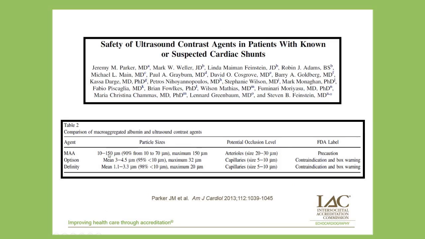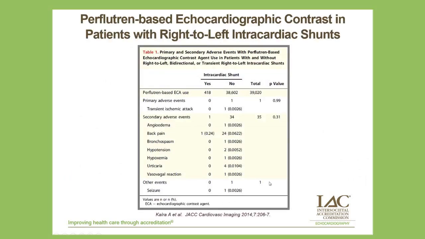Macroaggregated albumin, with a particle size of 10 to 150 microns, is potentially capable of occluding arterioles, yet carried only a precaution for use in patients with intracardiac shunts, whereas Optison and Definity, with sizes ranging from 1.1 to 4.5 microns in diameter, potentially only capable of occluding a capillary in an extreme case, carried a contraindication in patients with intracardiac shunts. This is just some data from Kalra and colleagues, published in JACC Cardiovascular Imaging in 2014.